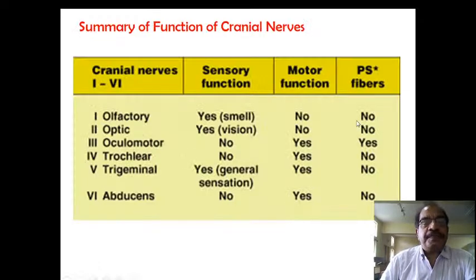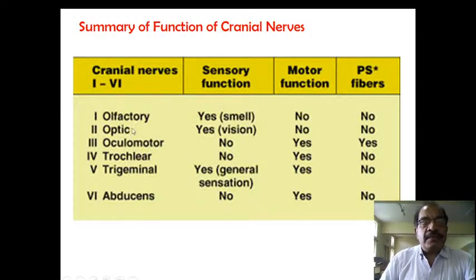These nerves have different types of functions. Some cranial nerves have sensory function, some have motor functions, some have autonomic or parasympathetic system function. All the cranial nerves do not have all these functions. Some are purely sensory, some are purely motor, some have mixed function. The first cranial nerve, the olfactory nerve, has basically sensory function, but it does not have any motor or autonomic or parasympathetic function.